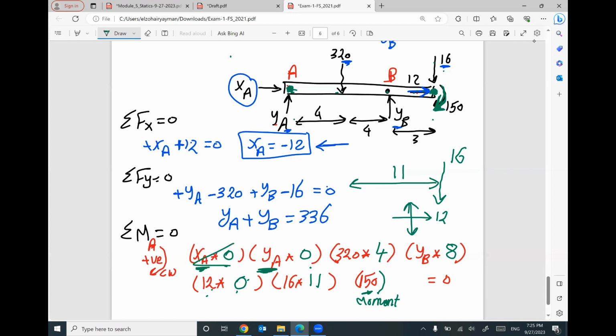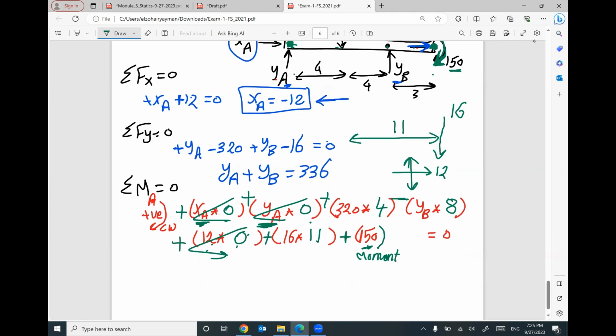Then I don't care about this sign. I don't care about this sign. 320 will be positive. YB will be negative. I don't care about the sign. 16 will be positive, and the 150 is given clockwise, so it will be positive. The only unknown in this equation is YB. So I can figure out the value of YB.